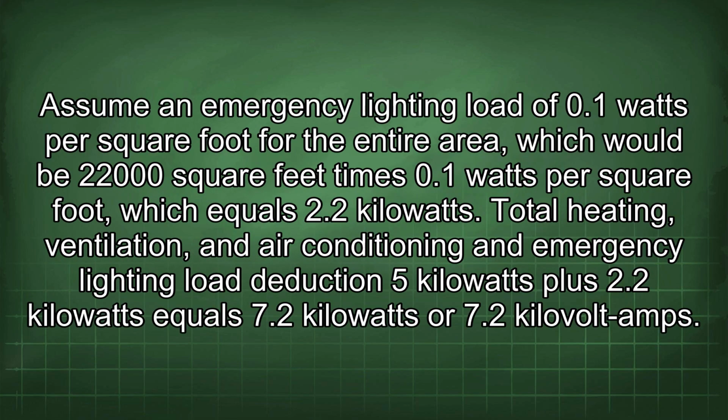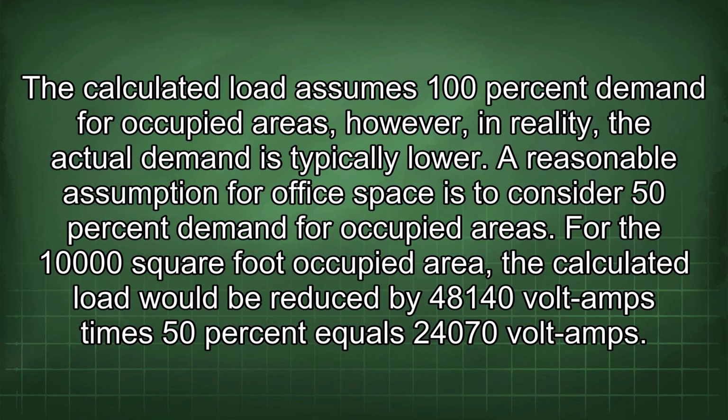Assume an emergency lighting load of 0.1 watts per square foot for the entire area, which would be 22,000 square feet times 0.1 watts per square foot, which equals 2.2 kilowatts. Total heating, ventilation, and air conditioning and emergency lighting load deduction: 5 kilowatts plus 2.2 kilowatts equals 7.2 kilowatts or 7.2 kilovolt amps. The calculated load assumes 100% demand for occupied areas.